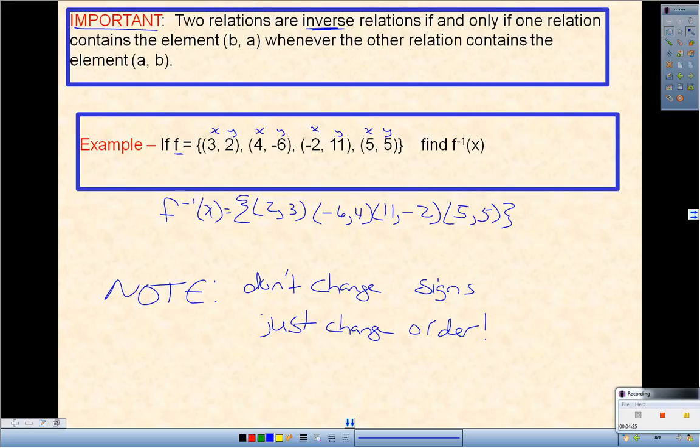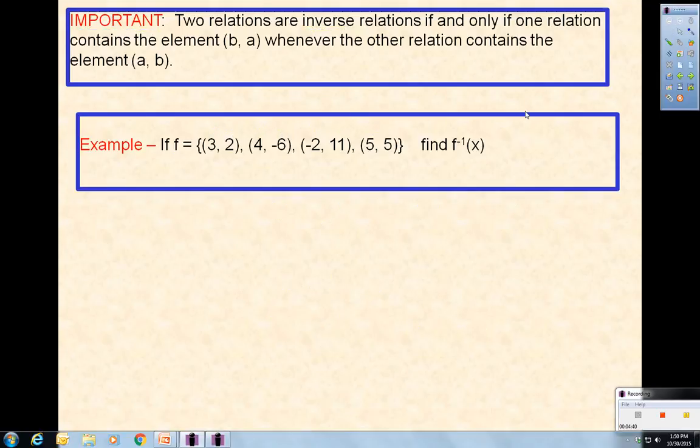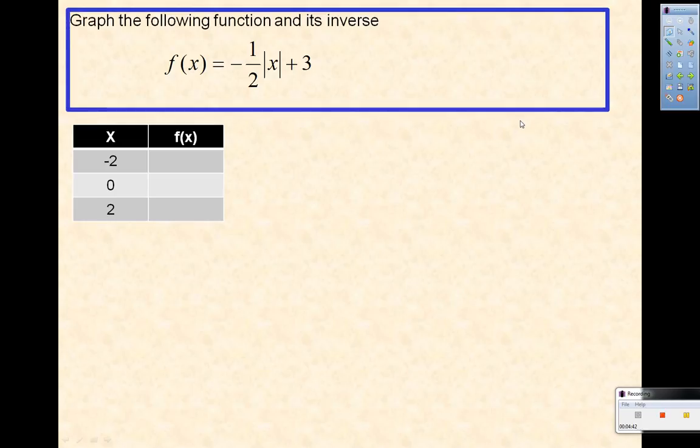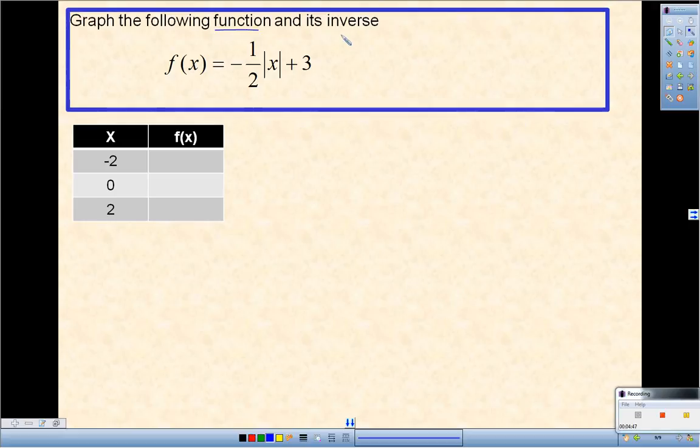Let's take it up a notch, and let's talk about how we describe the inverse of a function. For example, let's say that I wanted you to graph the following function and its inverse.